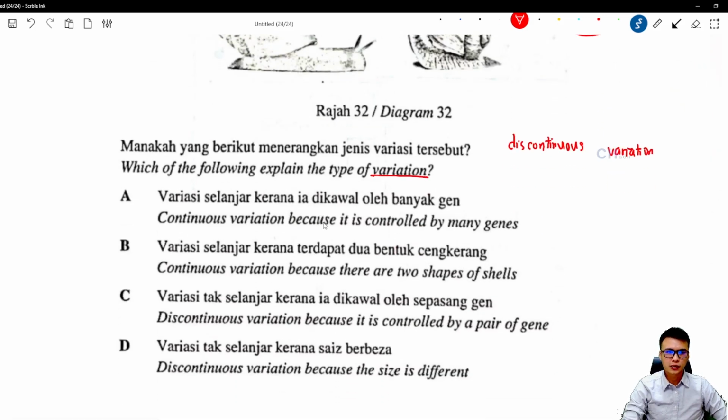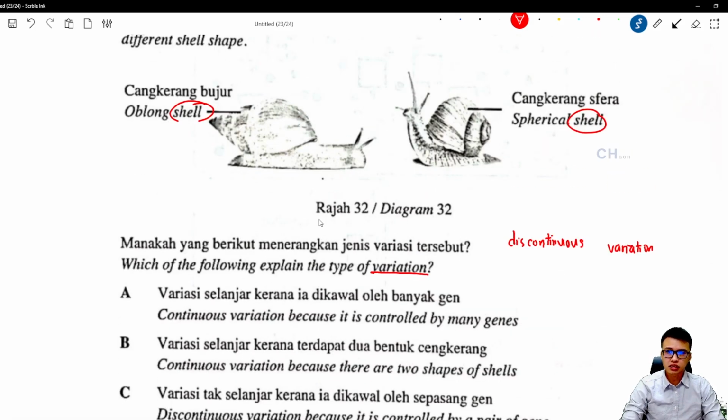Discontinuous variation, because the characteristic is distinct, is discrete. So if I ask you, what is the shape of your shell? It's either the spherical shell or the oblong shell. So there are only two answers, no more than that. That's why we call it discontinuous variation.